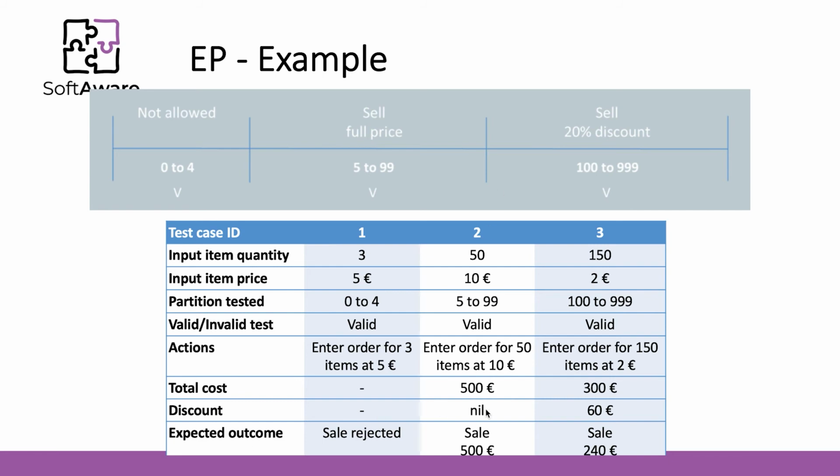For test case number 2, the total cost will be 500 euros and no discount should be applied, so the sale occurs and the total cost is presented. In the last partition, 150 items at 2 euros provides a total amount of 300, and then the 20% discount is 60 euros, and we have a total for the sale of 240.